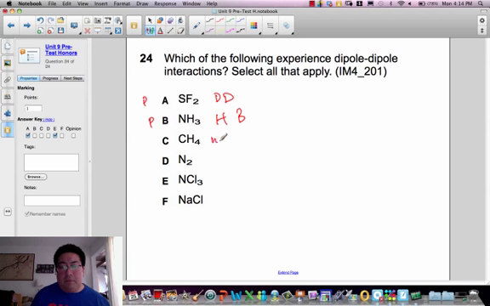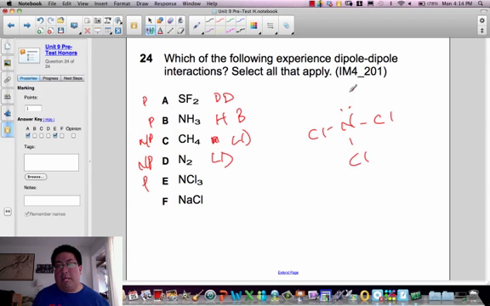This one is nonpolar, and so it would be London dispersion forces. This one's nonpolar also, London dispersion. NCl3 is polar, so NCl3 looks like this. And see how the center atom has this lone pair right here? That's what I mean by lone pair. So this one is polar, and there's no hydrogen in this, so this is dipole-dipole. NaCl is ionic. Okay, so that's why A and E are the right answers.